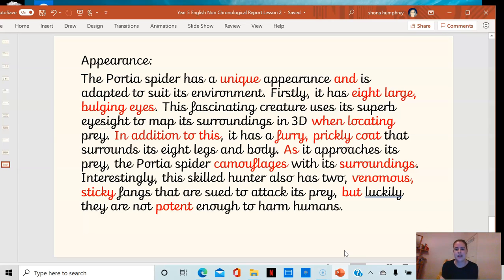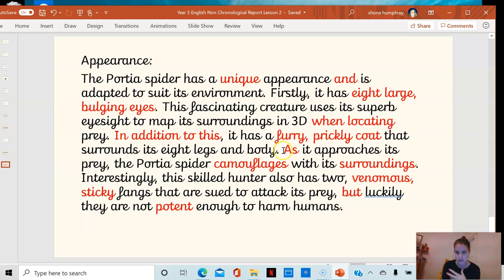Okay, so let's go back and have a look. So I've already included my vocabulary. I've got unique, I have locating, I have camouflages, I have venomous, I have potent. I have all that rich vocabulary that's related to talking about my Portia spider. I already have my compound sentence. I included the word "and", so I'm gluing two of my main clauses together. I also have complex sentences in here using the word "but".